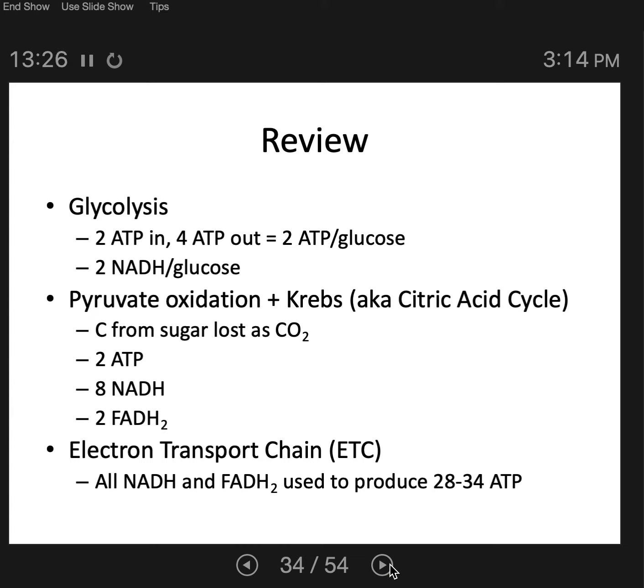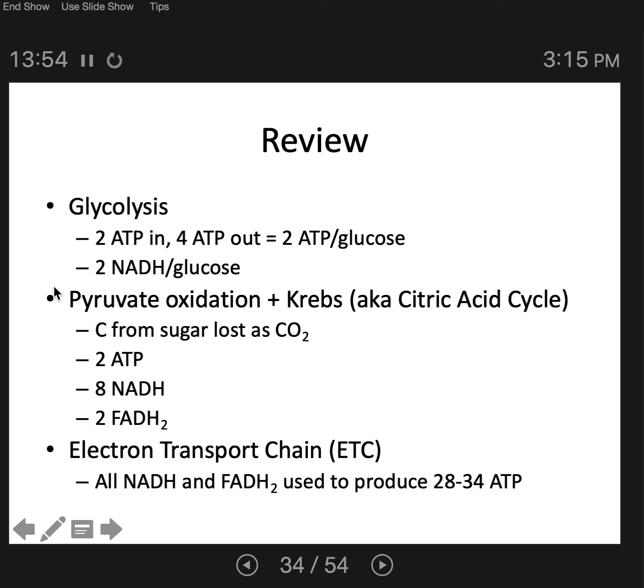In glycolysis, 2 ATP were invested, 4 ATP were harvested, which means a net gain of 2 ATP per glucose. You also have a net gain of 2 NADH per glucose. And I'll remind you that the main point of glycolysis is not the ATP, it's not the NADH, it's the destabilizing sugar. But you happen to be able to get a few high energy electrons out of it and a few ATP out of it.